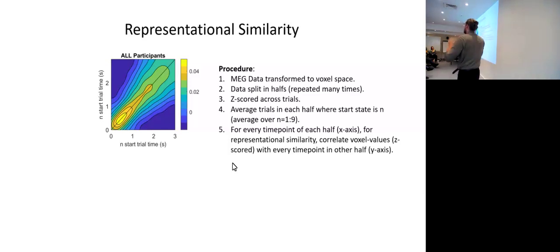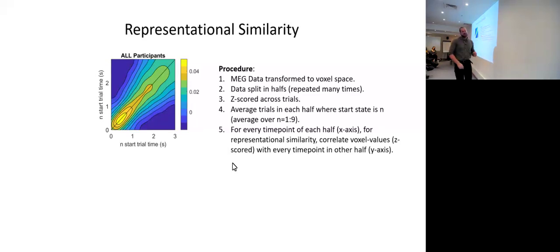Next, I'm going to take all the trials where they start in state n. Let's say, for instance, where they start in the state taxi. And I'm going to average all those trials. I'm going to do that in one half, and I'm going to do that in the other half, essentially. And then for that average, for every time point of each half, on the x-axis, what I'm going to do is essentially do the representational similarity of one half with the other half for essentially the first 3 seconds of each trial. Does that make sense?